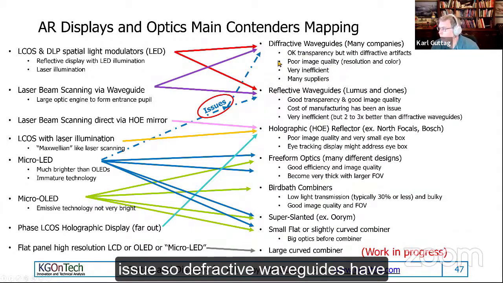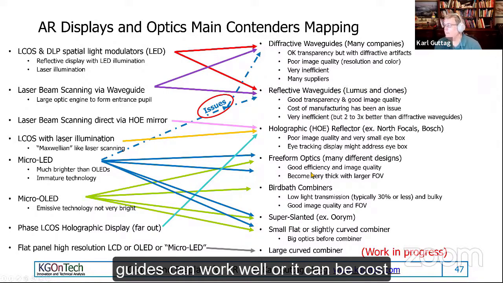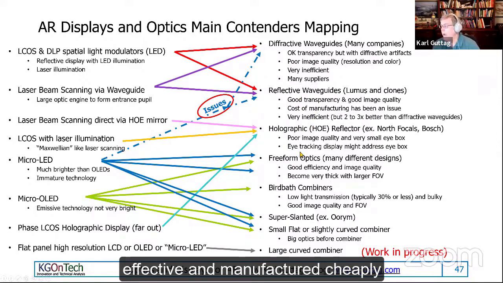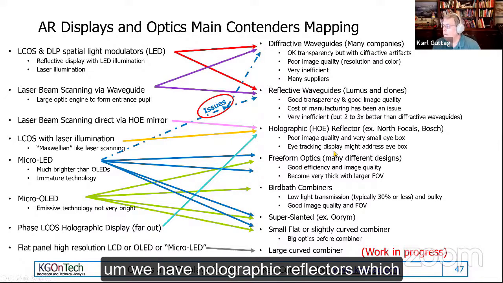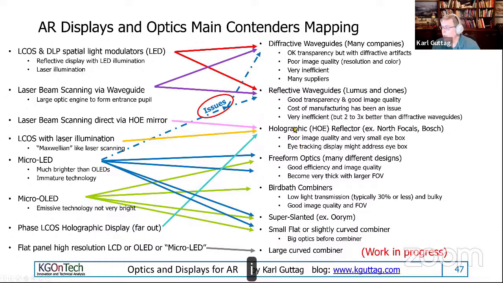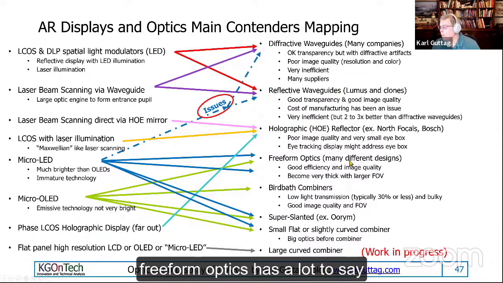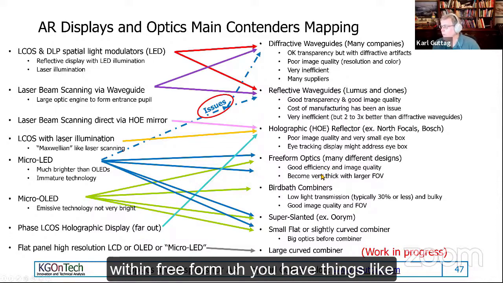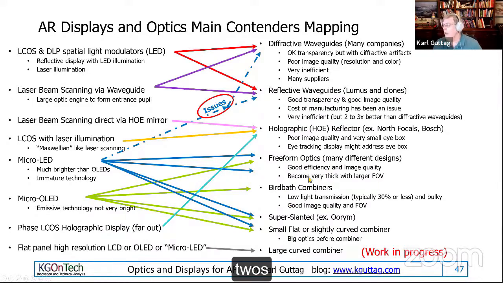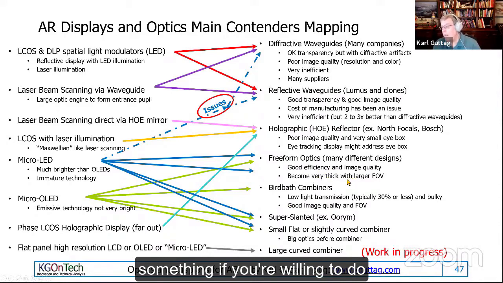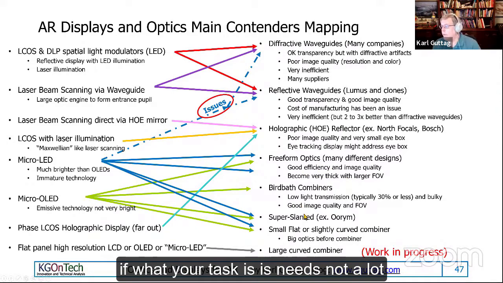So diffractive waveguides have bad color. We're waiting to see if reflective waveguides can work well or can be cost effective and manufactured cheaply. We have holographic reflectors, which I just don't believe is a very good way to go myself. Freeform optics has a lot to say if the image resolution is small, particularly if we're talking twos. Within freeform, you have things like twos. And twos has shown that they could do something if what your task needs is not a lot of data.